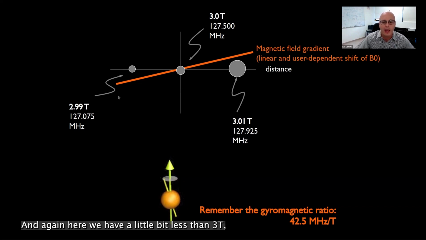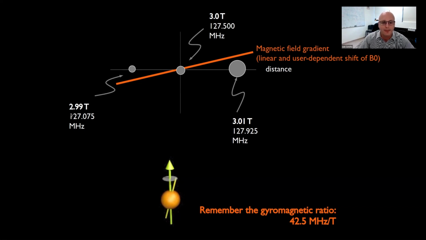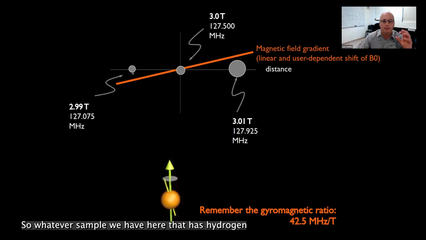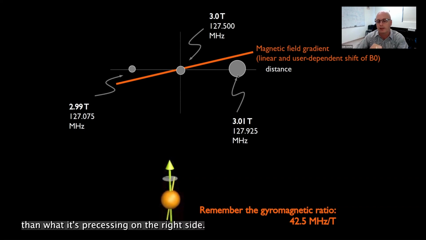And again, here we have a little bit less than 3 Tesla. We have 2.99 Tesla. And by plugging in the equation, we have 127.075 megahertz. So whatever sample we have here that has hydrogen and water is precessing at a slightly lower frequency than what it's precessing at on the right side.